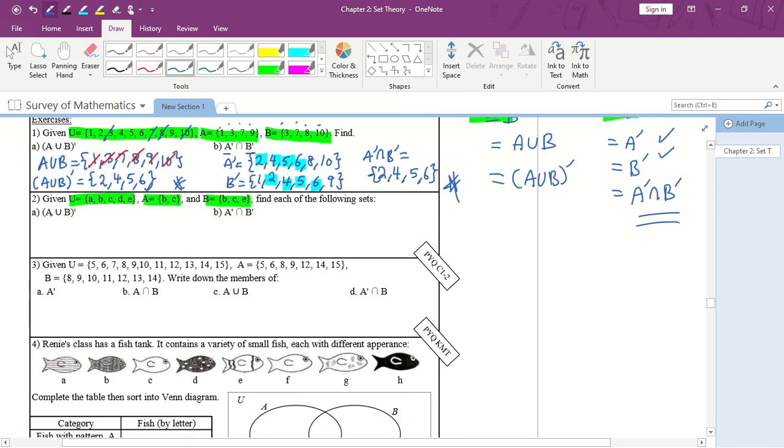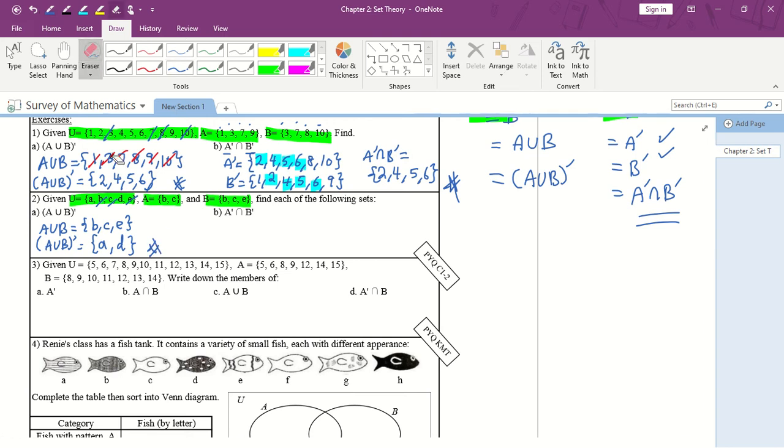If now they ask you, what is your A union B? It will be B, C, and E. Remember, we are not taking the repeating elements two times. We take one time only. And now once we find A union B, we need to find the complement of it. Compare with the U: the leftover is A and D. That's all for this one. Easy, right? It's not that hard, although it looks confusing at first.